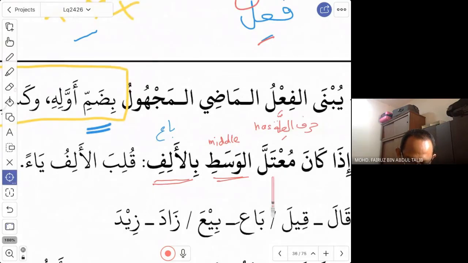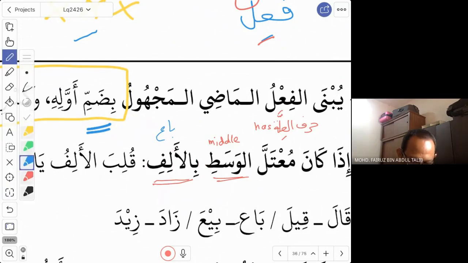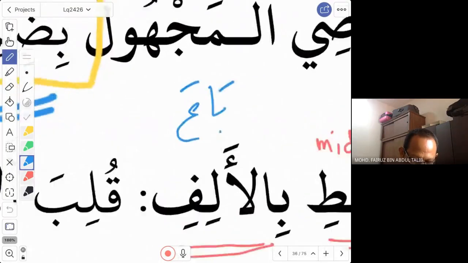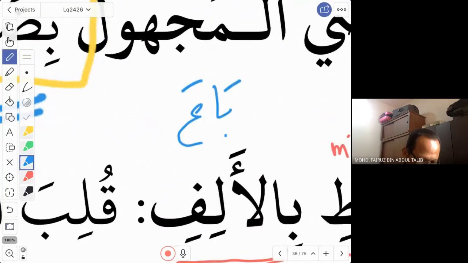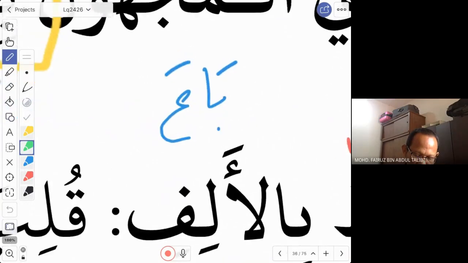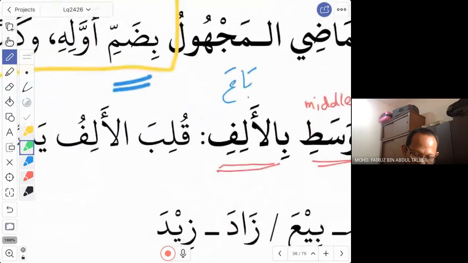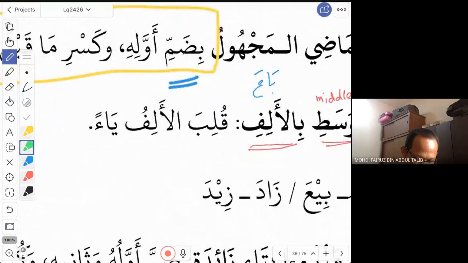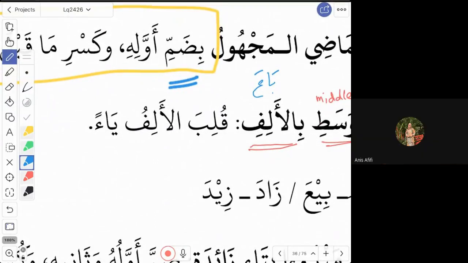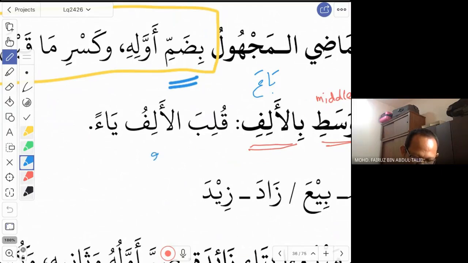Mu'tal means you have harful illa. And where is this harful illa? In the middle, wasat. And what is the letter? The letter is alif. So if you have a fi'il like ba'a, can you give me other examples of a fi'il similar to ba'a, where you have alif in the middle? Qala. Qala, good.